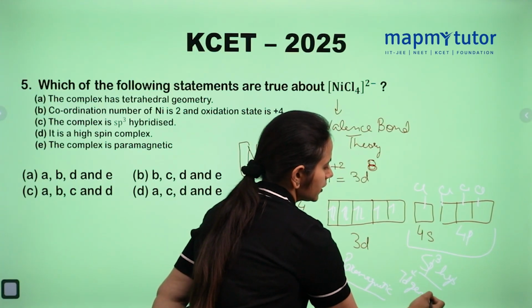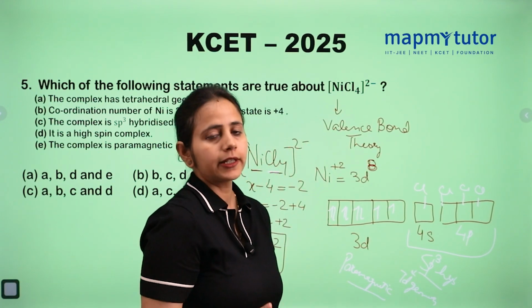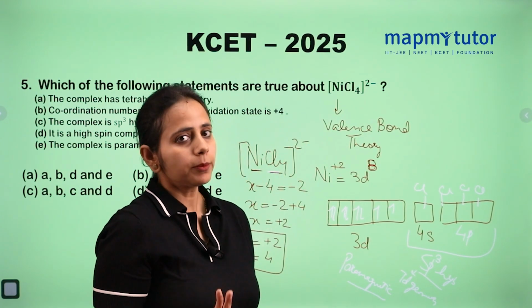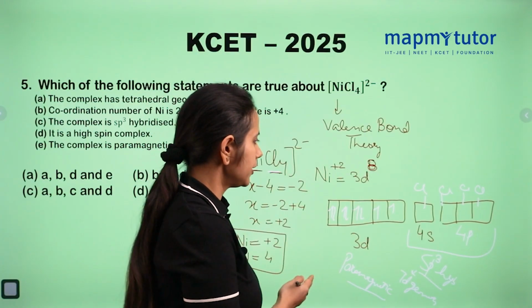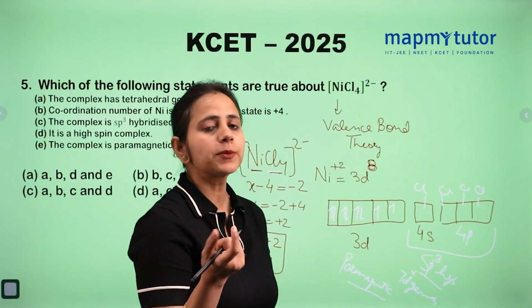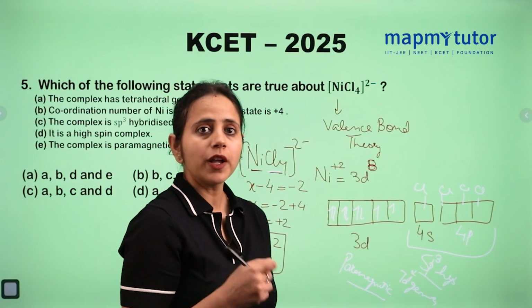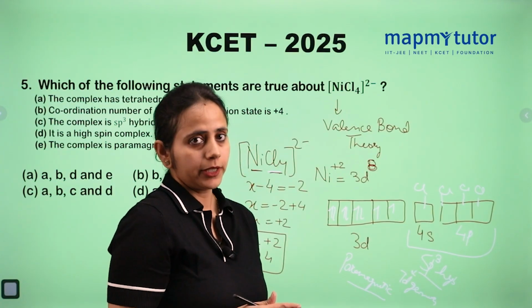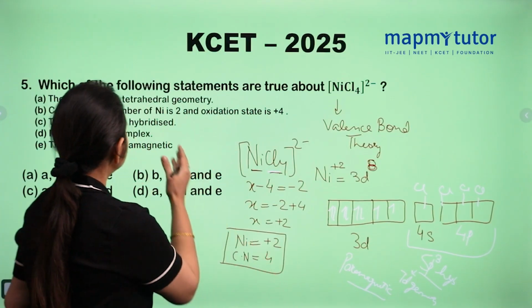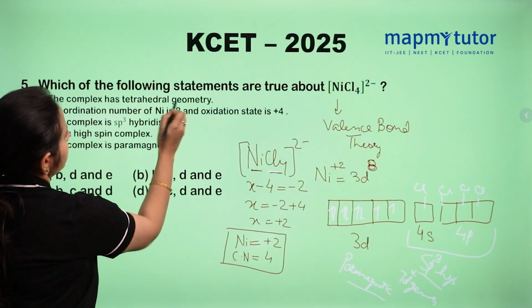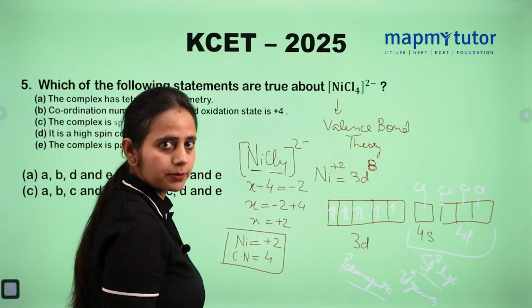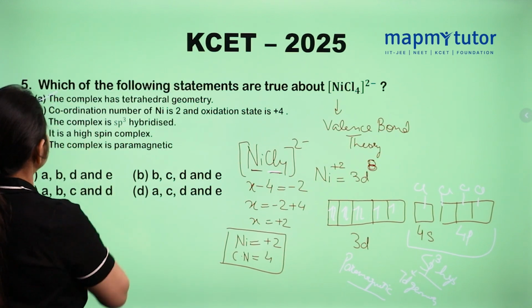Because 4 ligands are there, it can be either tetrahedral or square planar. Only 2 options are there. And here the hybridization came out as sp3. sp3 means tetrahedral. If it comes out as dsp2, that is square planar. Okay, so now let's see the options. The complex has tetrahedral geometry. Very right. The complex comes out tetrahedral. So this is the right option.